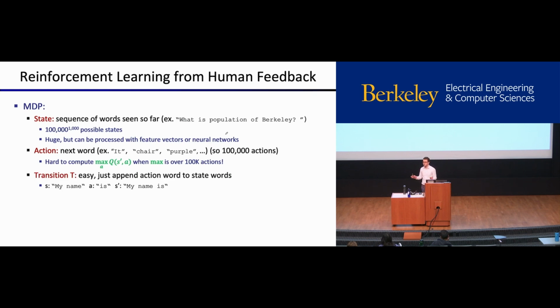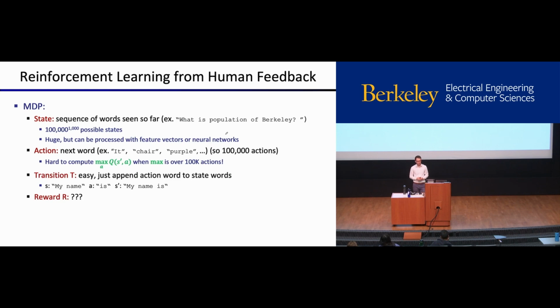But the transition function is easy, right? We just append the action word to the state words. So if the input sequence, the state, is "my name", and the action is "is", the next state, we know it. It's "my name is". Super easy.